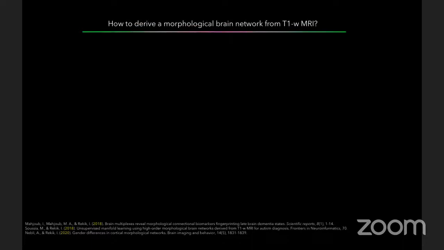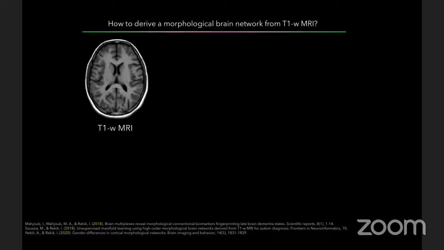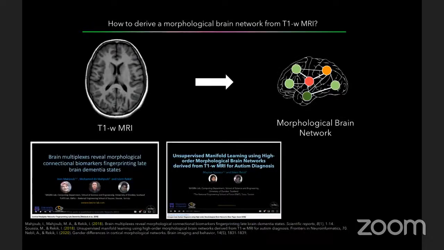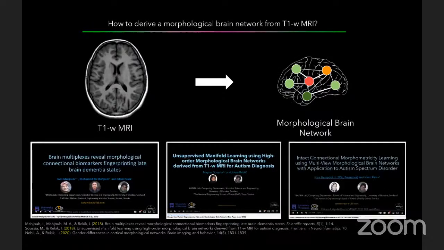So how do you derive a morphological brain network from T1-weighted MR? If you don't have access to functional MR and all you have is MRI, you still can do connectomics. If you want to learn about that, you can check these works. There were a few works done by my research lab, where we introduced the concept of morphological networks.